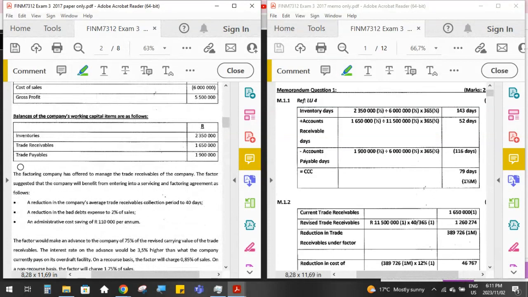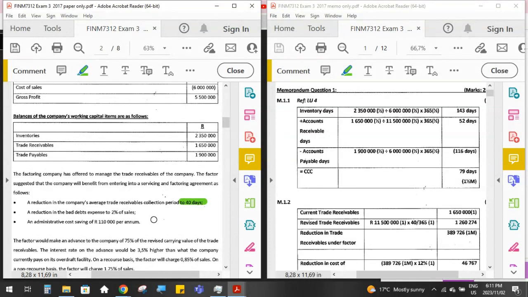Then the factoring company has offered to manage the trade receivables. They've suggested the company will benefit if we enter into the agreement as follows. They say that we will reduce the company's average trade receivables collection period to 40 days. Okay, not by 40 days, but to 40 days. Okay, that's also very important.